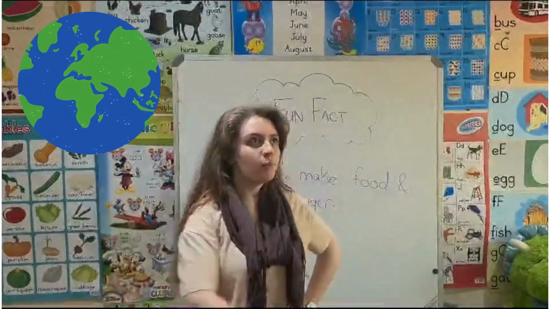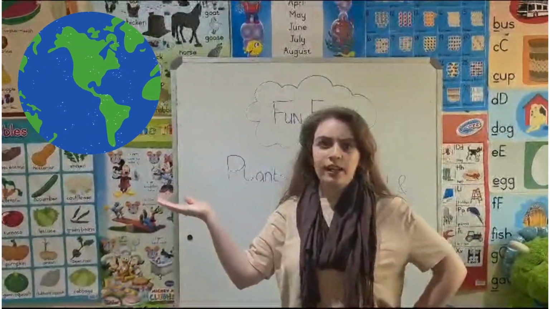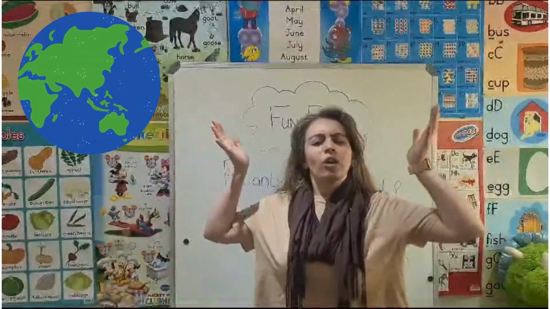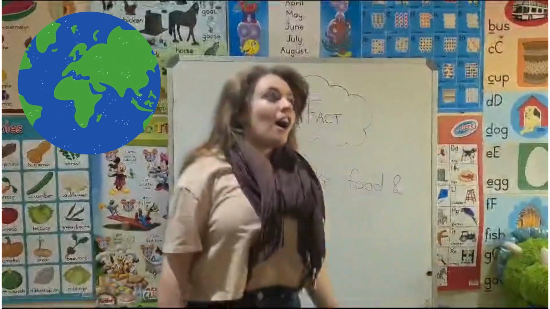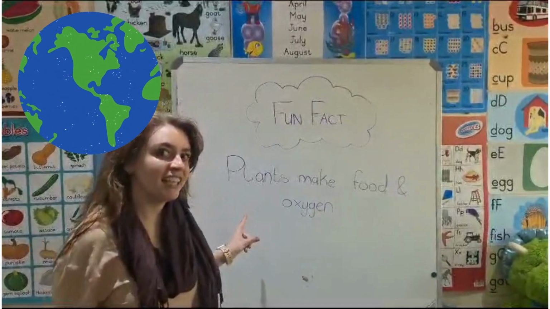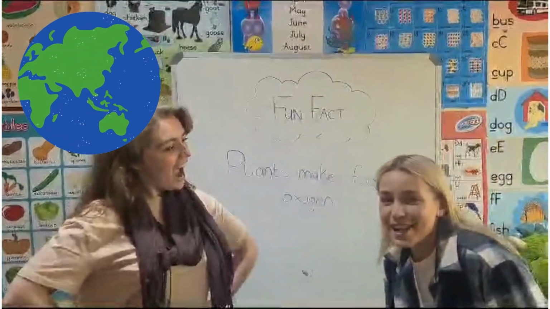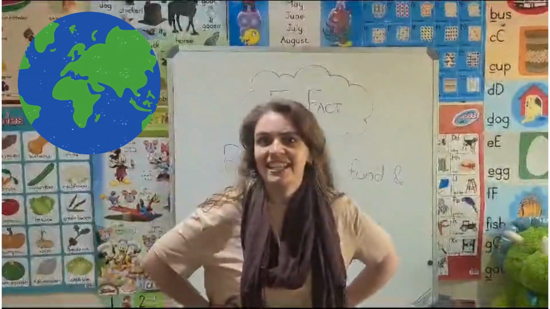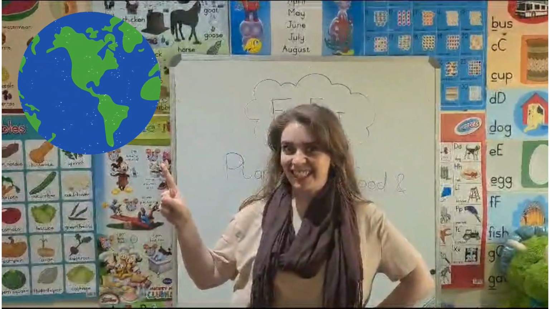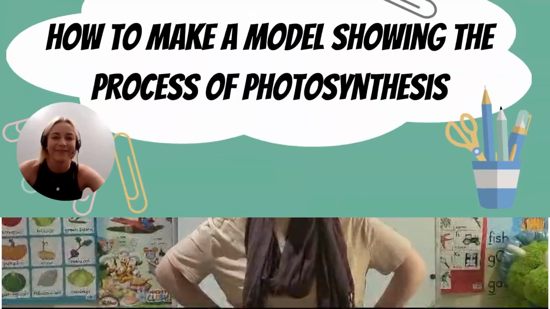Photosynthesis. In the beautiful world around us, we use oxygen to breathe. Can you take a deep breath in and a deep breath out? Fun fact, plants not only make food for us to eat, but oxygen for us to breathe. No way, that's amazing! Yes, this process is called photosynthesis.